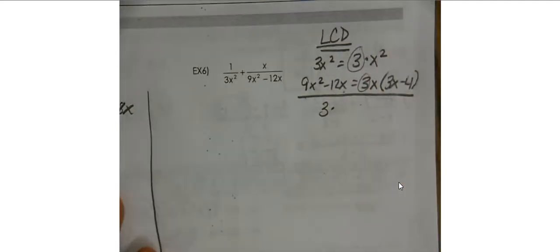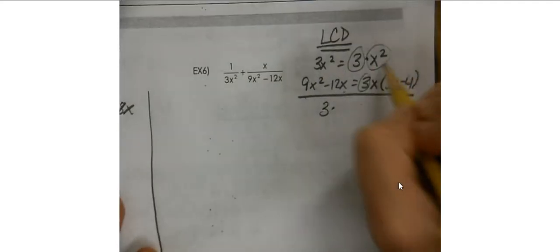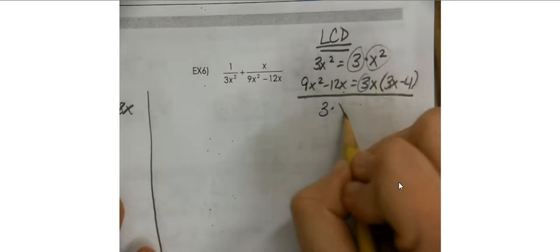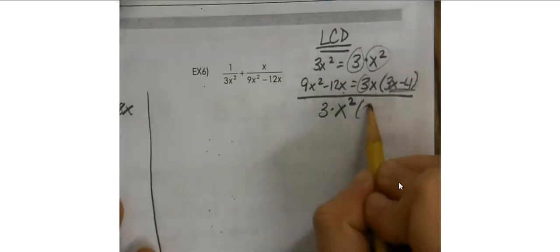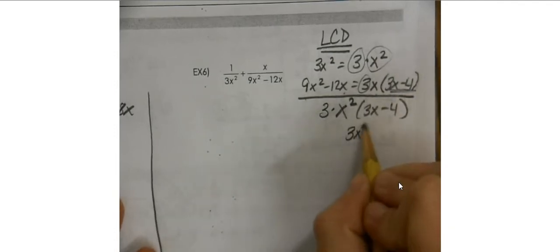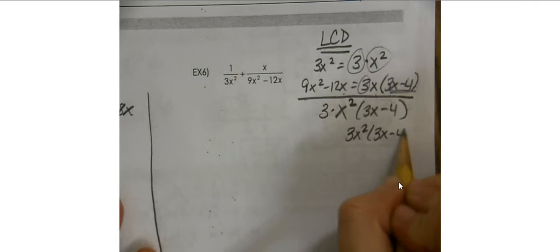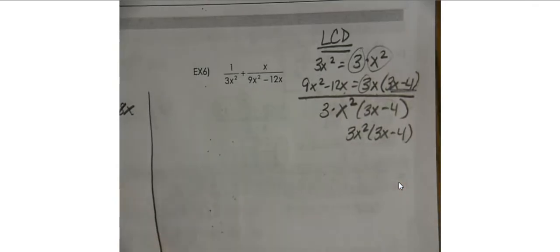So picking apart all my pieces, I have a 3 and a 3, so 3 is certainly going to be part of my least common denominator. I have an x squared and an x. The x squared wins. It has the highest degree. And I have a 3x minus 4. So to clean it up a little bit, this is 3x squared times 3x minus 4. That is my least common denominator.